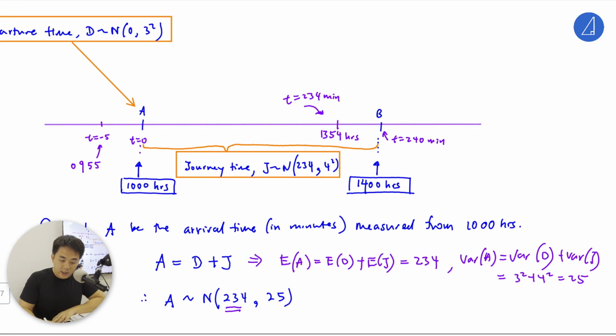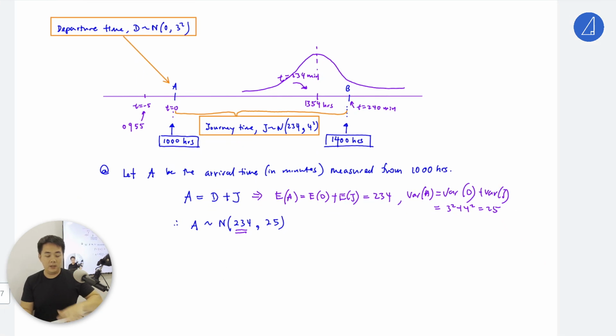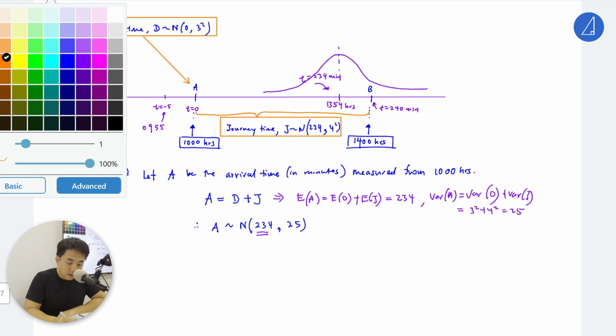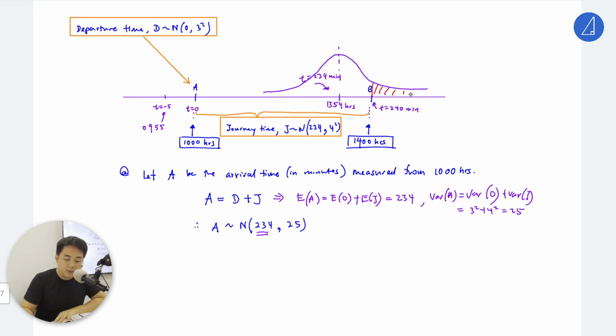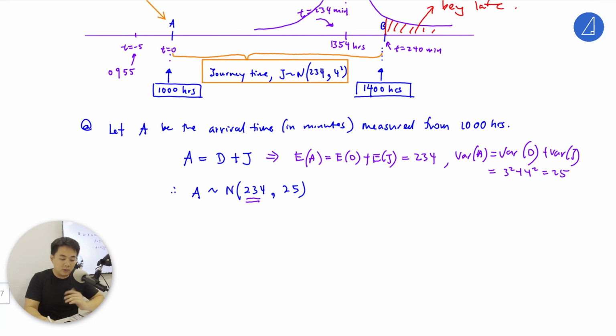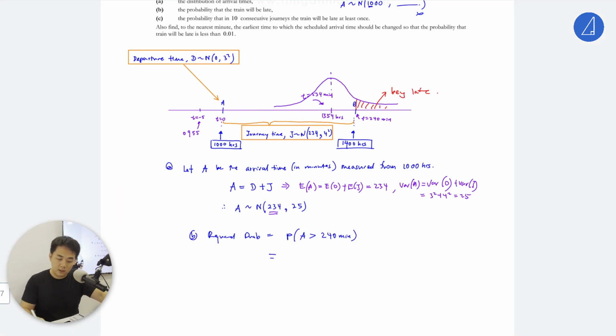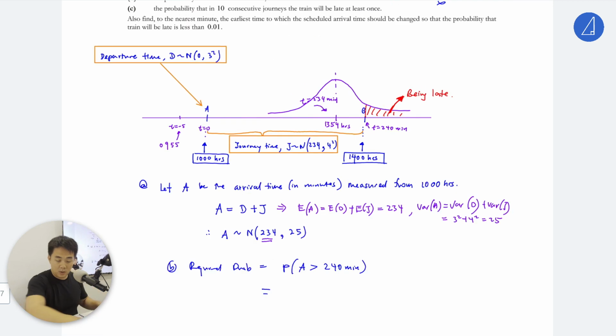Essentially, the way you look at this is that the normal distribution looks like that. You go up, come down. This is the arrival time. On average, you will reach at 1:54 p.m. Being late would mean that you take more than 240 minutes to travel. That's it. You key into the calculator and you get the answer.